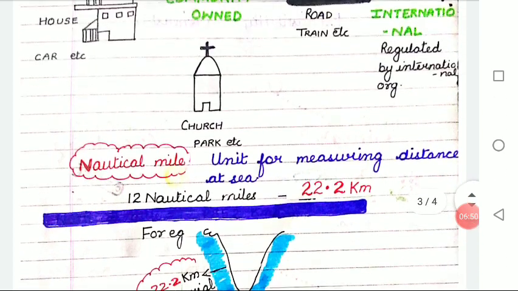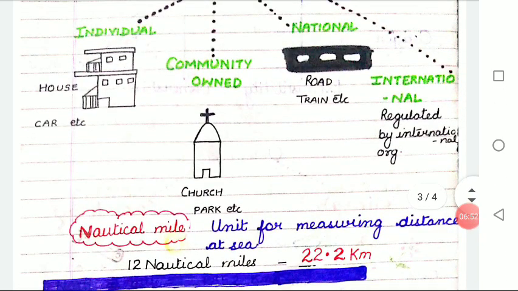Now, number four, international resources. These resources are regulated by international institutions or organizations. The oceanic resources beyond 200 nautical miles of the exclusive economic zone belong to the open ocean, and no individual country can utilize these without the concurrence, that means without the agreement, of international institutions.